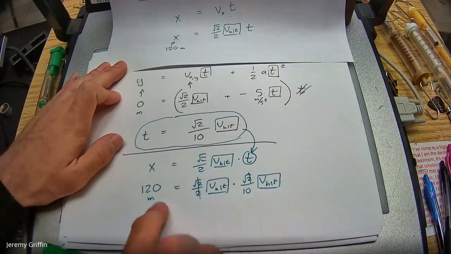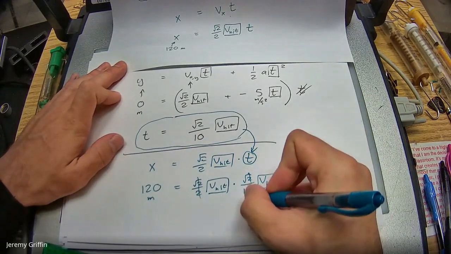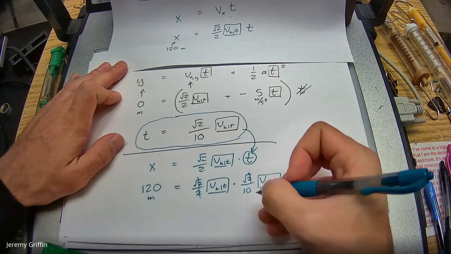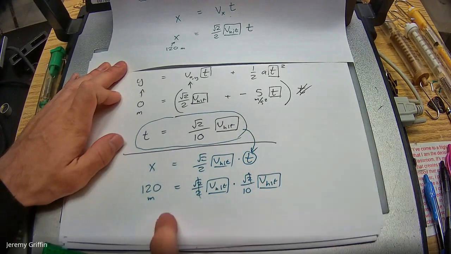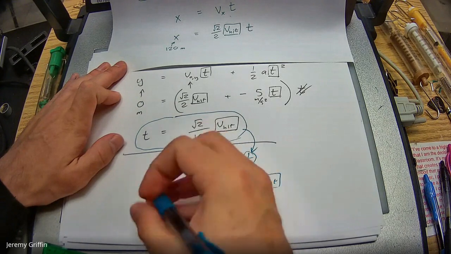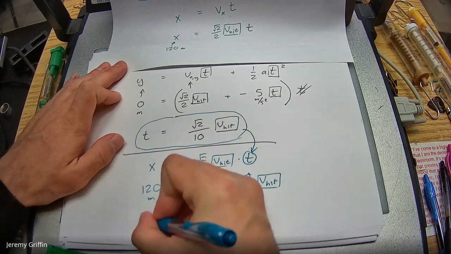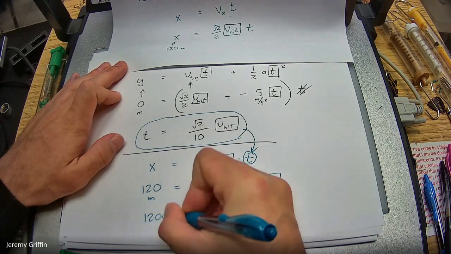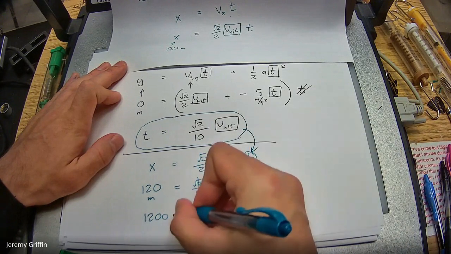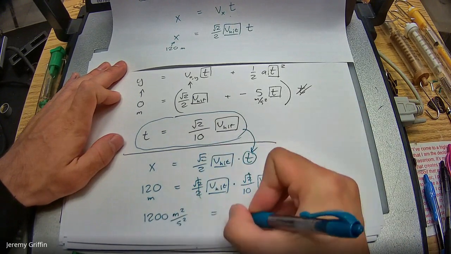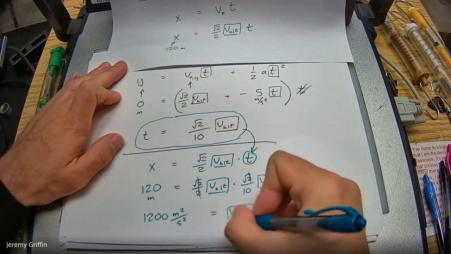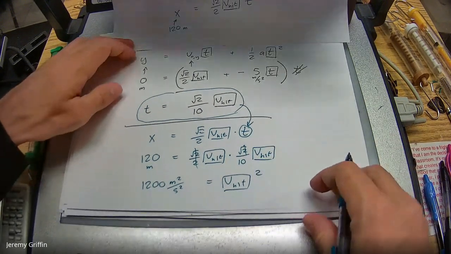I got a 10, I'll cross multiply that. This is meters per second squared. So then 1200 meters squared per second squared is equal to V hit squared. Then to get the answer, take the square root of both sides.